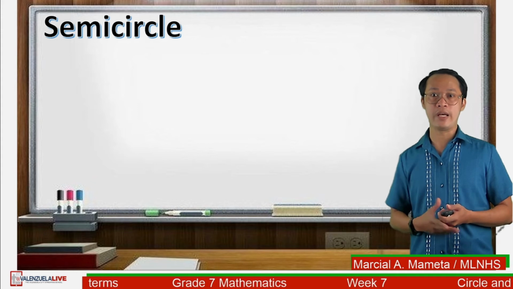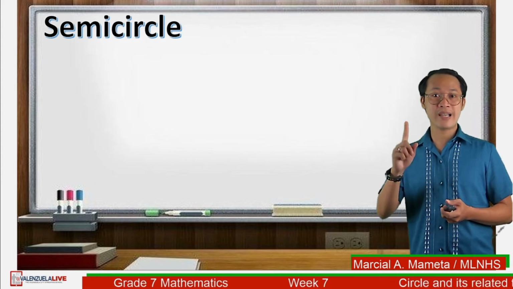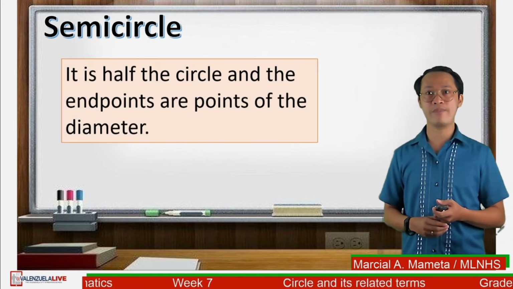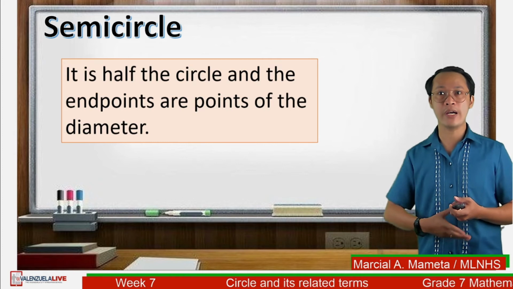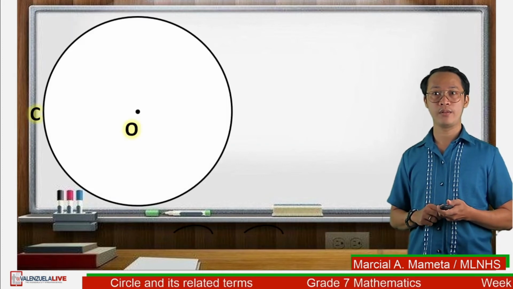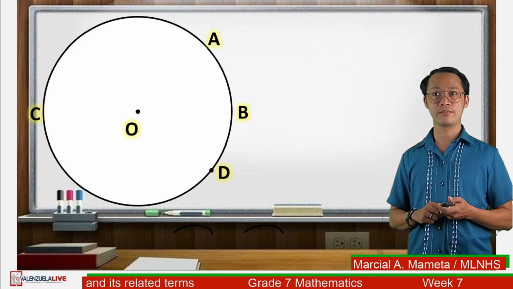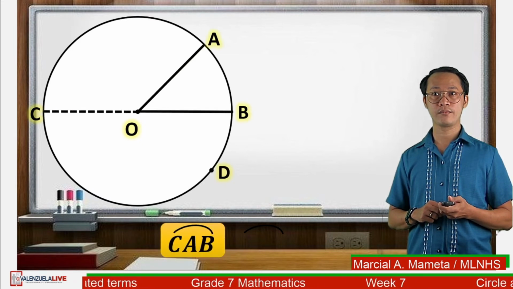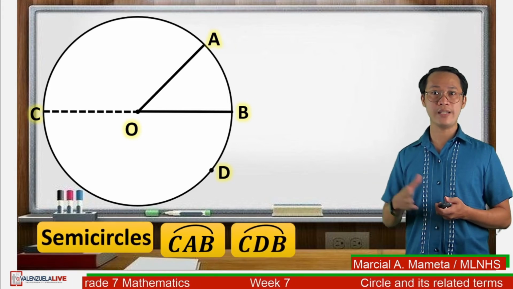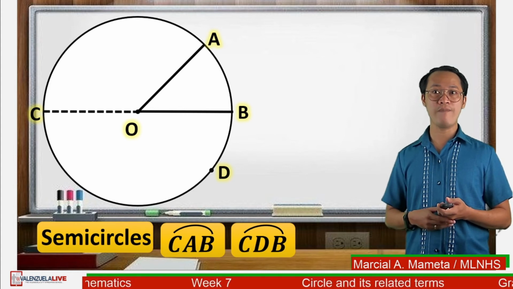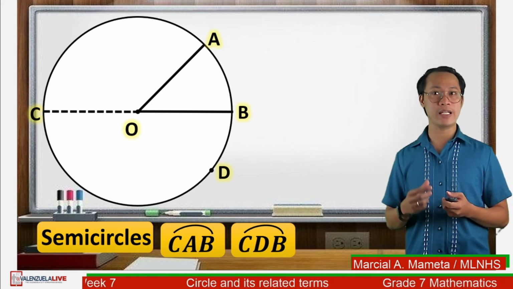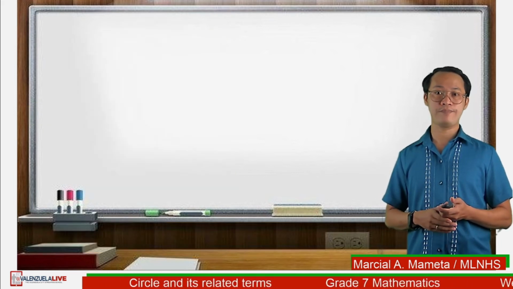Arcs of a circle have three types. Let us discuss first the semicircle. A semicircle is half the circle and the endpoints are points of the diameter. Arc CAB and arc CDB are examples of semicircles.